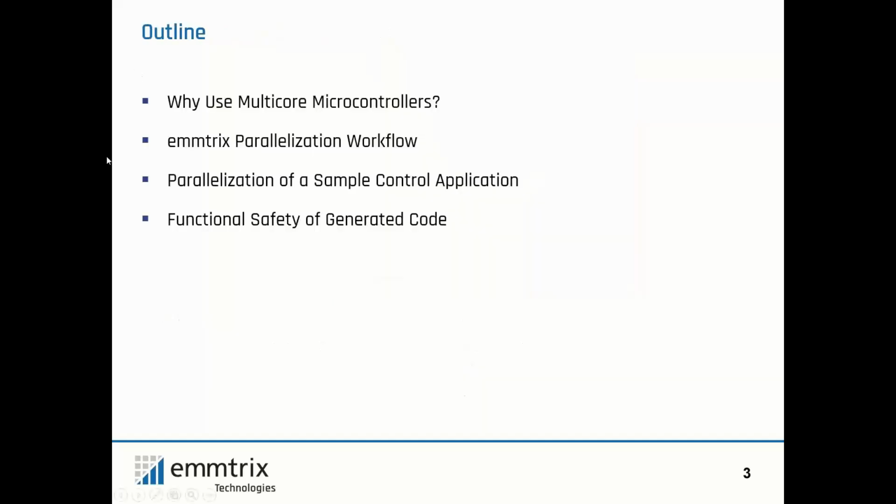So what I will mainly tell you is our experience in parallelizing a control application for the Infineon AURIX microcontroller. I will start with a little introduction on why to use multi-core microcontrollers, tell you a little bit about the MTrix parallelization workflow, then go into the main part, which is the parallelization of the customer control application and the difficulties we had there and how we solved them. And then I will also tell you something about how we ensure the functional safety of our generated code.